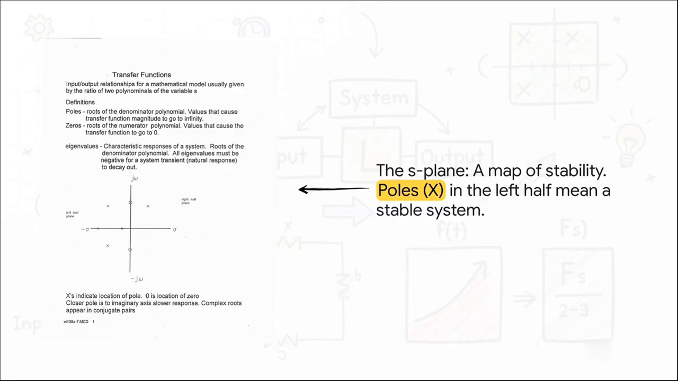But if even one of those poles wanders over to the right side, you've got an unstable system. Its response is going to grow and grow, probably until something breaks. It's a crystal clear life or death test for any design.